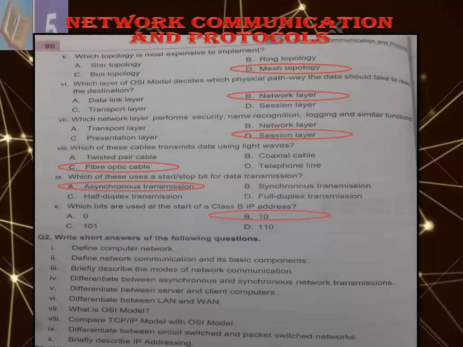Briefly describe the modes of network communication. The modes of communication are simplex, half duplex, and full duplex, then synchronous and asynchronous. You have to write with the help of diagrams and examples as we discussed in the lecture. The next is: differentiate between asynchronous and synchronous network transmission. We have already discussed asynchronous and synchronous transmission, so you can write the differences between them.